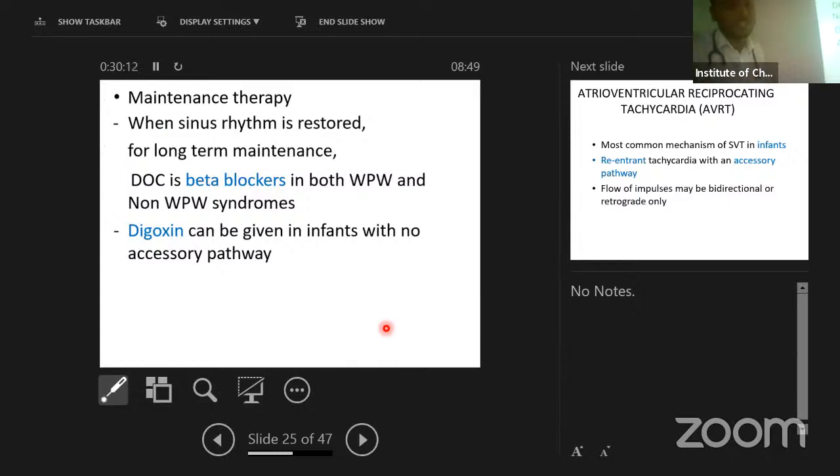Then maintenance therapy. If the sinus rhythm is restored, for long-term maintenance, we can use a beta blocker in both WPW and non-WPW syndrome. Digoxin can be given in the infant, but with no accessory pathway.